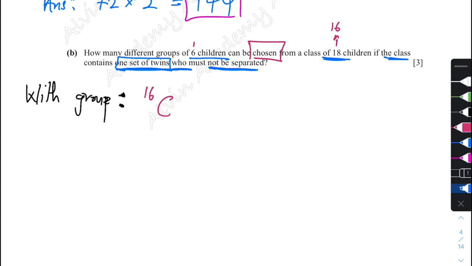Well, we wanted to have 6 children, right? But we have already taken 2, so that means we are left with 4. So that means 16 combination 4. That would give us 16 combination 4. That will give us 1820.